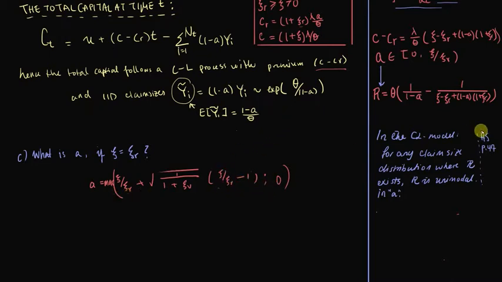Okay, now let's try to read the exercise text and see where we are asked, what is A if xi is equal to xi r? Let us try to first understand what this means. What does it mean if xi is equal to xi r?